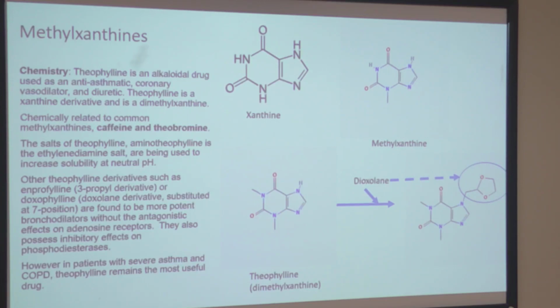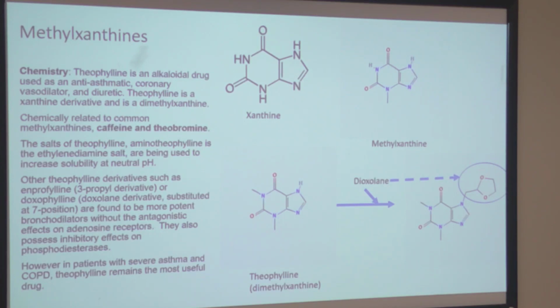Salts of theophylline, or aminophylline, is an ethylenediamine salt used to increase solubility at neutral pH. Other theophylline derivatives are there, such as acefylline, doxofylline. They are substituted at this seventh position here. And what's the advantage? They are found to be more potent bronchodilators without antagonistic effects on adenosine receptors.